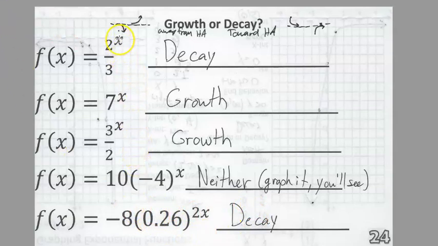Also, notice that the exponent for each of these examples is positive. If this x were negative, if it said negative x instead of just x, these would all be reversed.